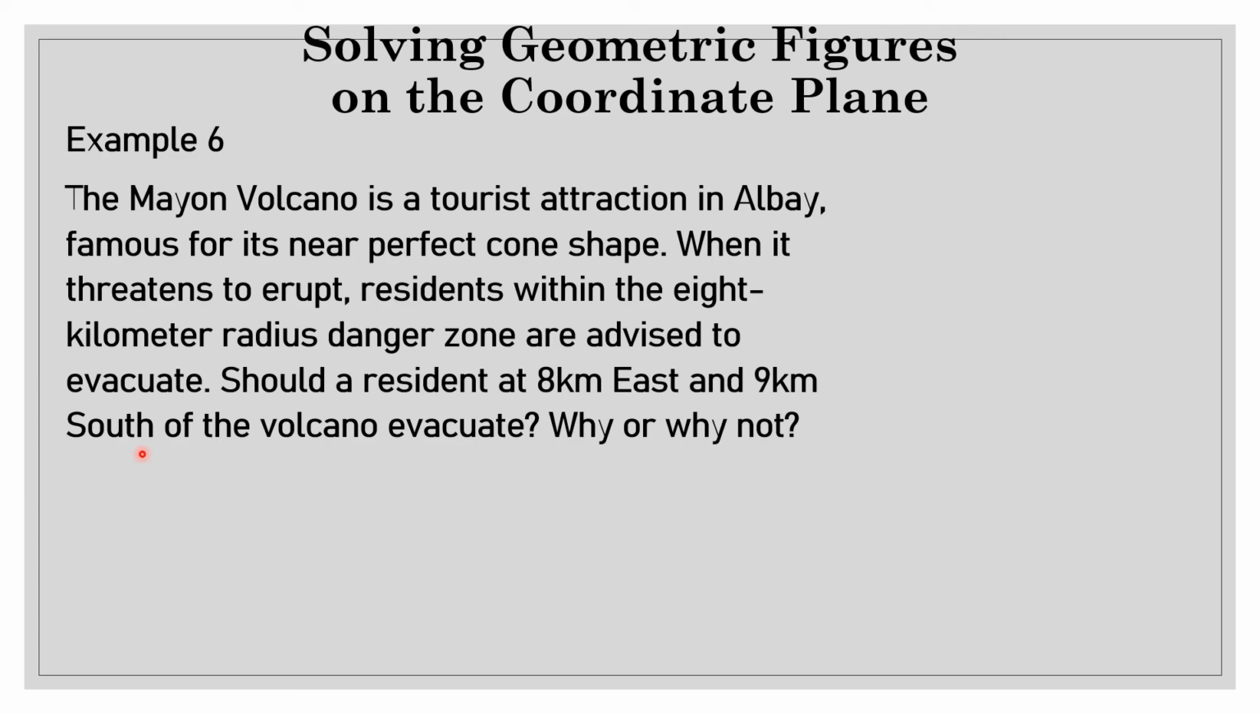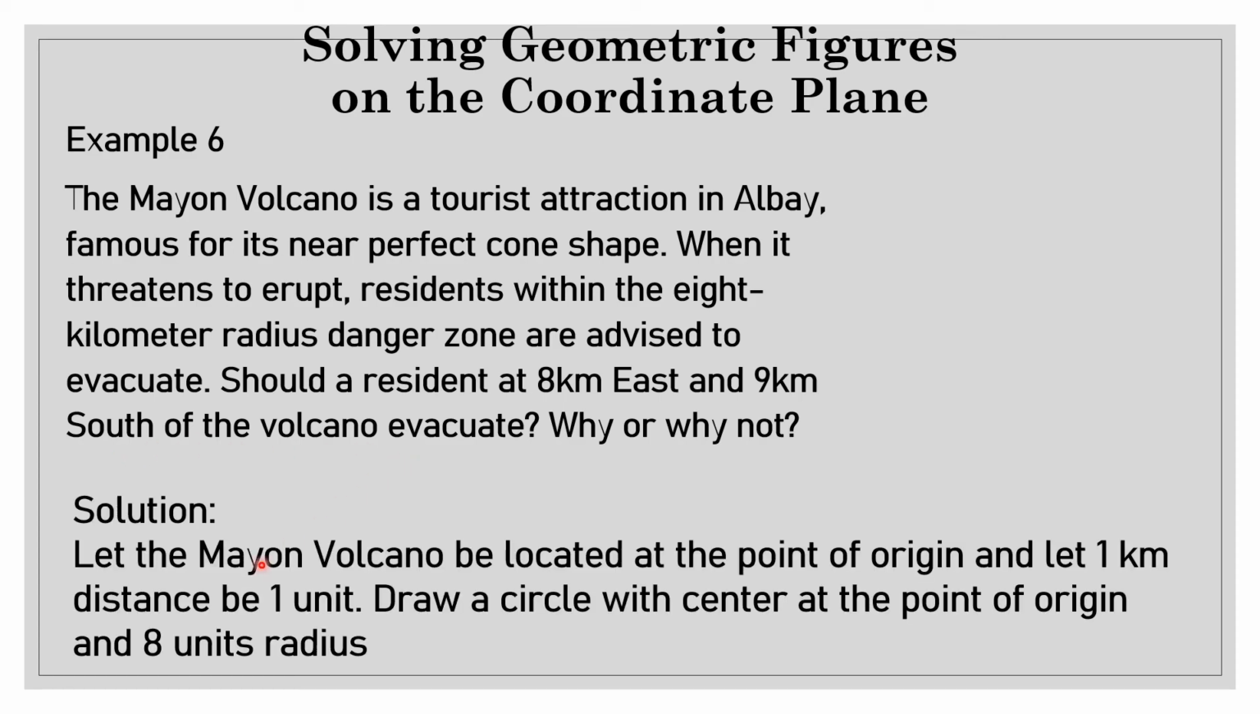So, kung ang location mo ay 8 km east and 9 km south, kailangan mo kayang mag-evacuate? So, solve natin. So, una, let the Moyon volcano be located at the point of origin. So, ang center natin is at (0, 0). And let 1 kilometer distance be 1 unit. So, bawat isang unit sa ating Cartesian plane is 1 kilometer.